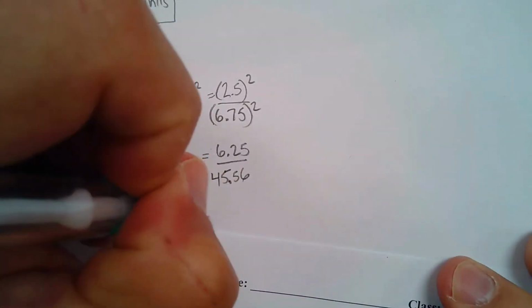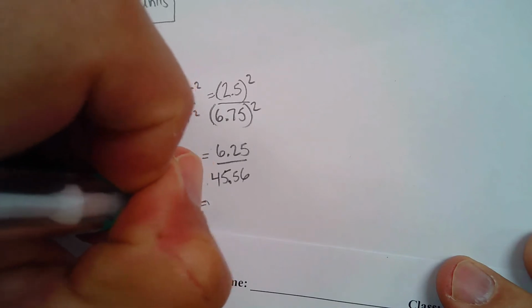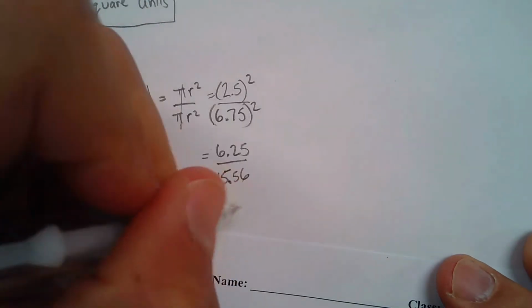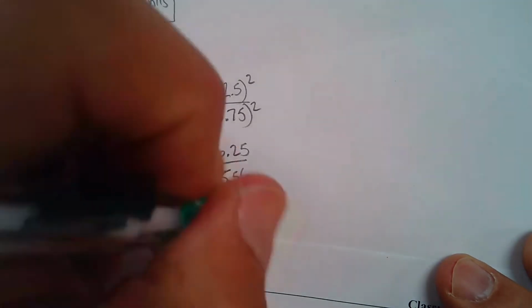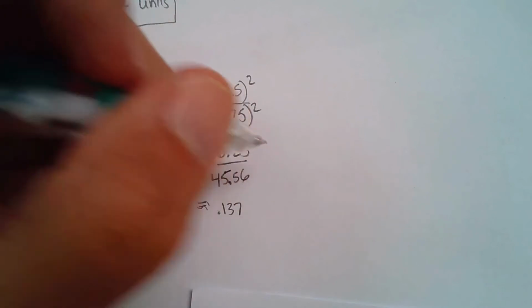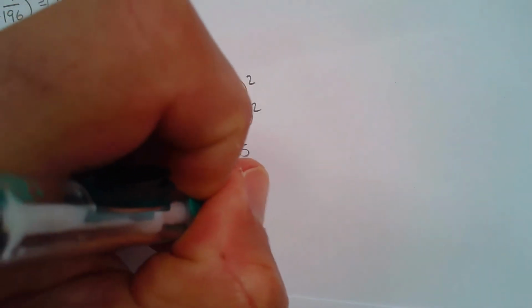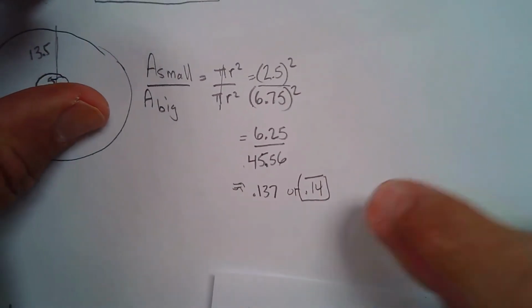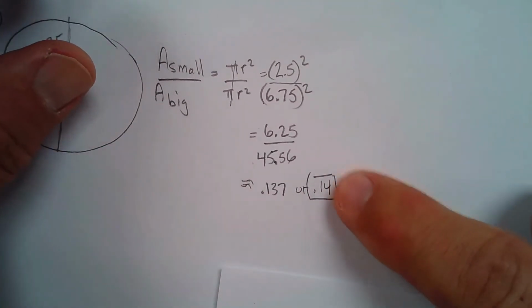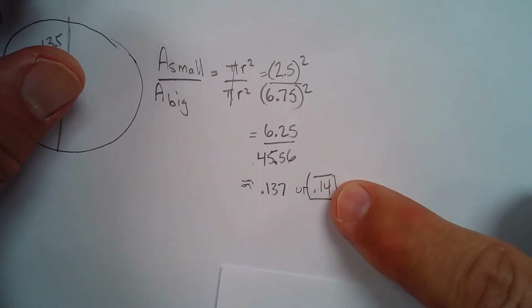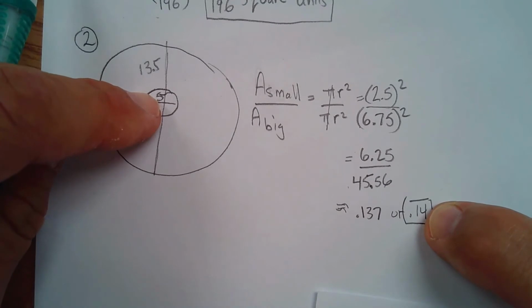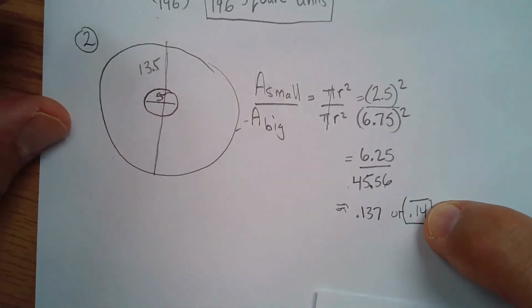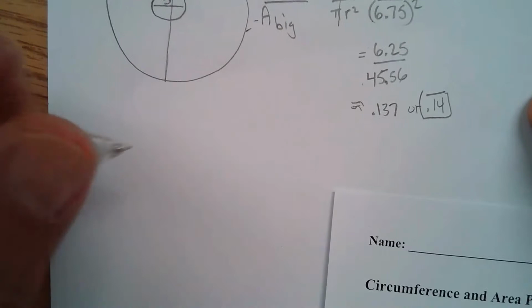So that is approximately 0.137, which rounds to about 0.14. So I can say 0.14. They say do it as a decimal, but you could do it as a percent, and that would be 14%. So what does that mean? It means that this is 14% the size of the entire thing. Okay, number 3.